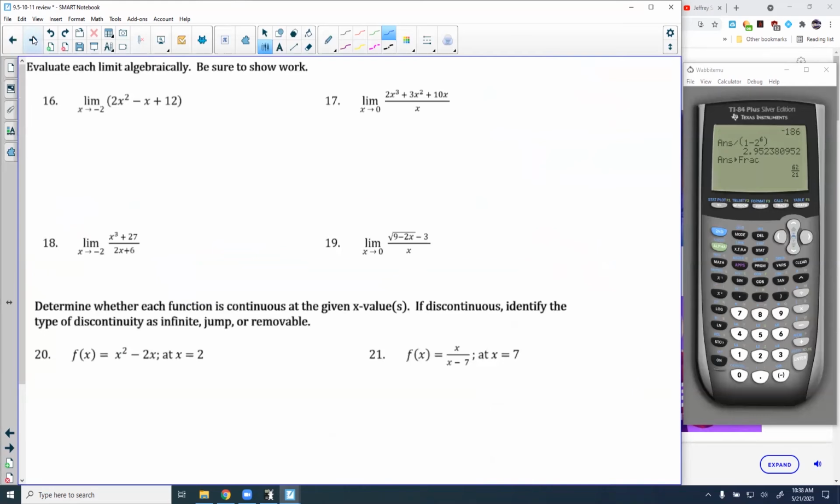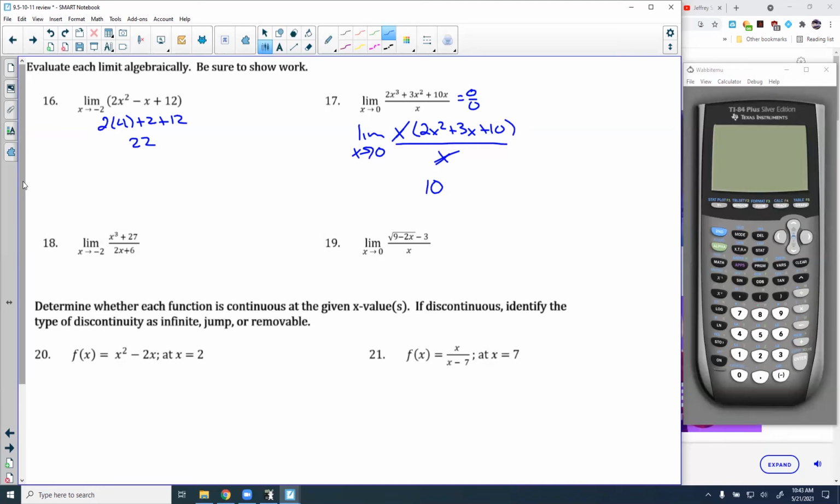Evaluate each limit algebraically. Be sure to show work on this one. So let's see, we have 2 times 4 plus 2 plus 12. So 8, 10, 22. Here we get 0 over 0. So let's do the limit as x approaches 0. Let's take out an x. We have 2x squared plus 3x plus 10 over x. And that eliminates the problem. So then when we plug 0 in, we get 10.